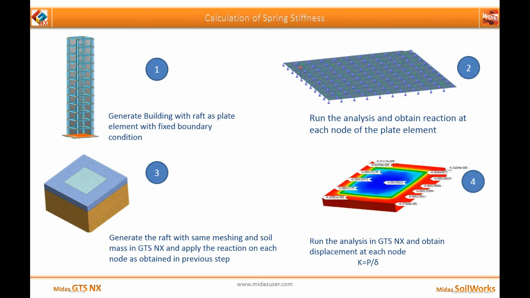Now what one could do is use GTS NX and MIDAS Gen for the calculation of spring stiffness. First, you need to generate the building with the raft as plate element and with fixed boundary condition. Then run the analysis, and you can obtain the reaction at each node of the plate element. Now generate the same raft, with the same meshing, and model the soil mass in GTS NX, and apply the reaction which you obtained at each node in the previous step.